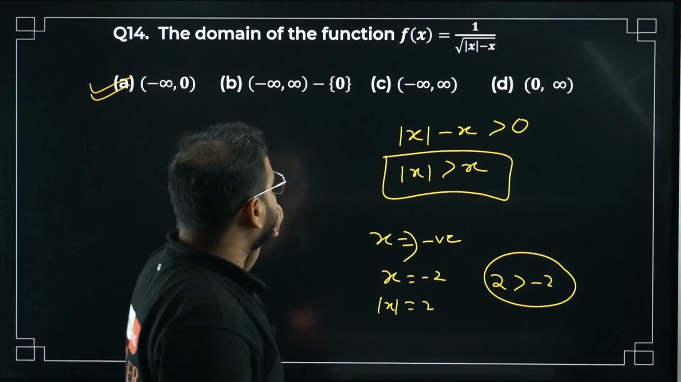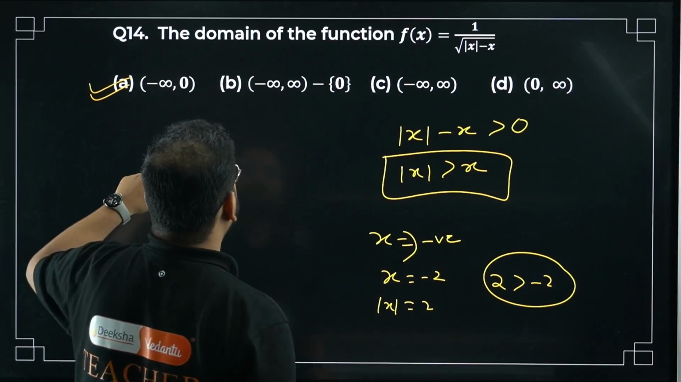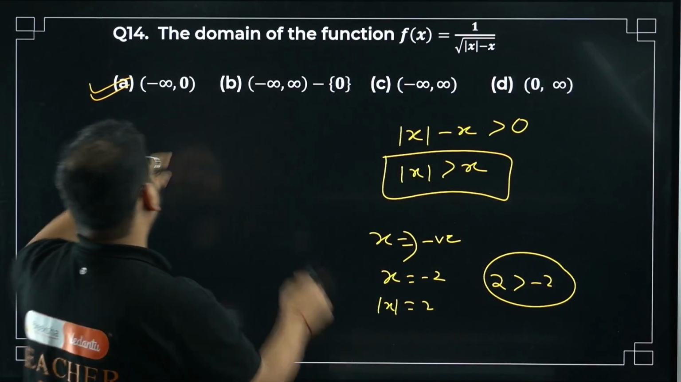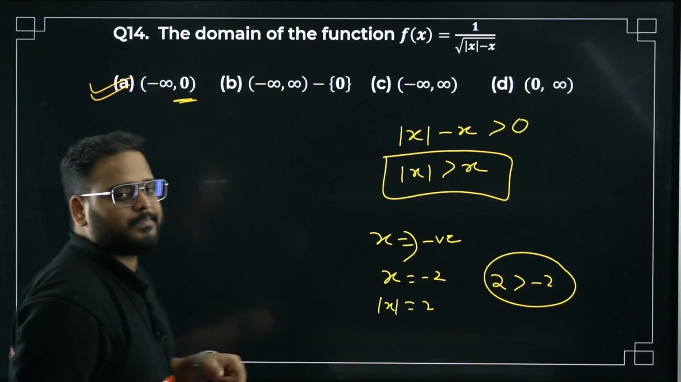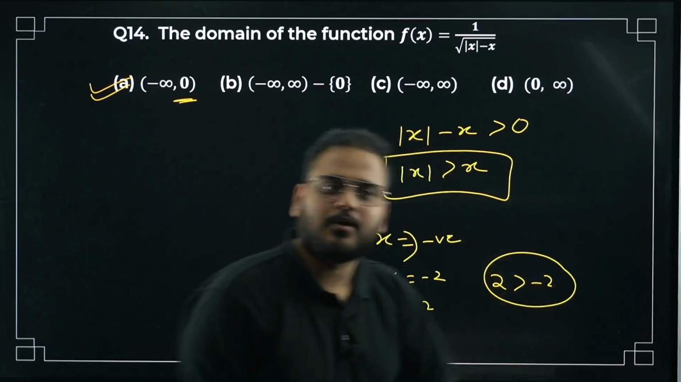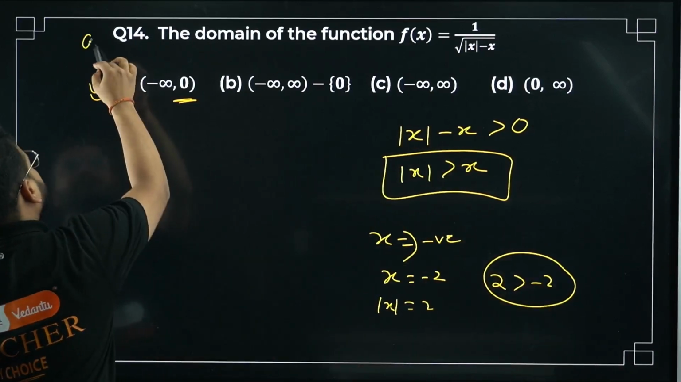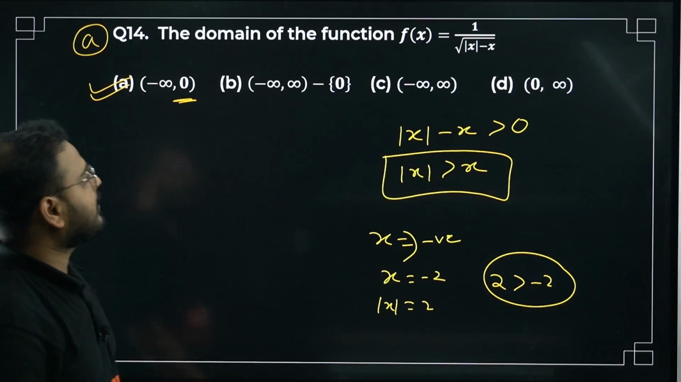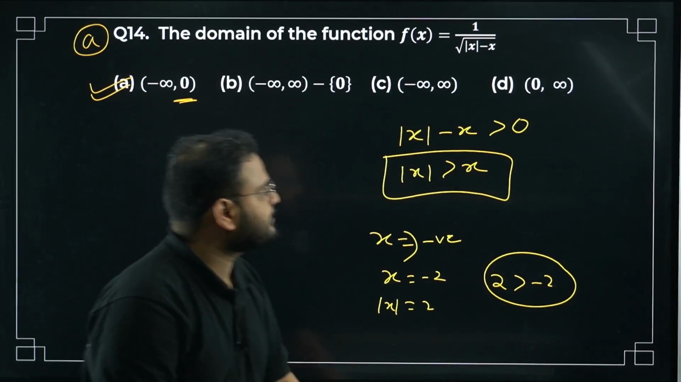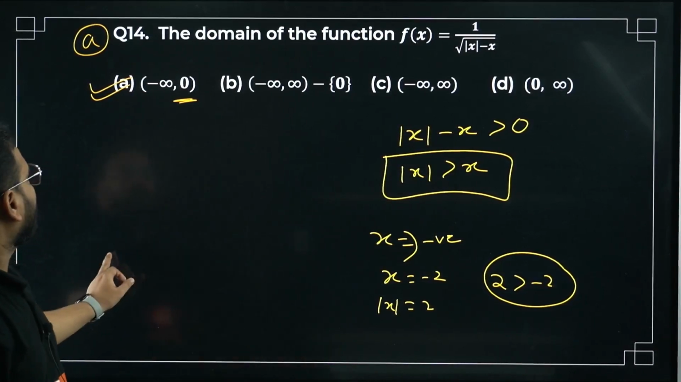Correct, no? Can we take 0? We can't take 0, sir. That's why 0 is open, no? 0 is open over here. I can't take 0, but 0 is open over here. So option A is correct, sir. Chaliye. So let's move on to question number 15 now.